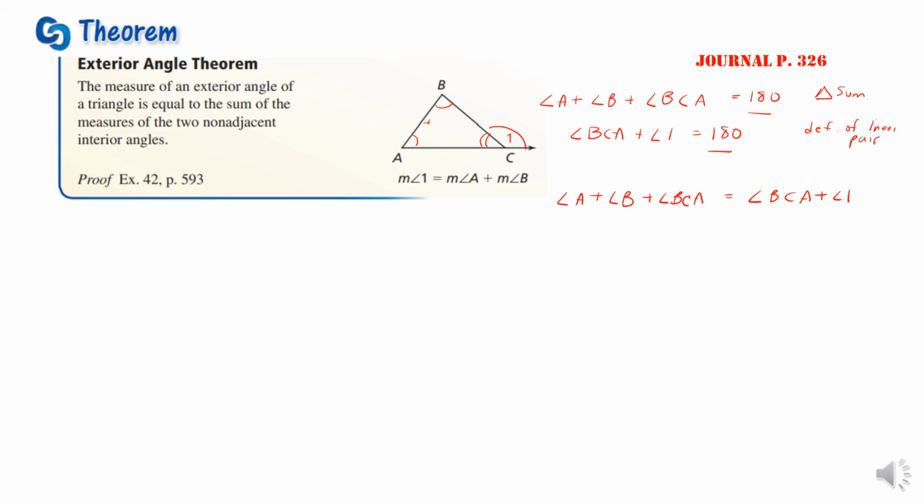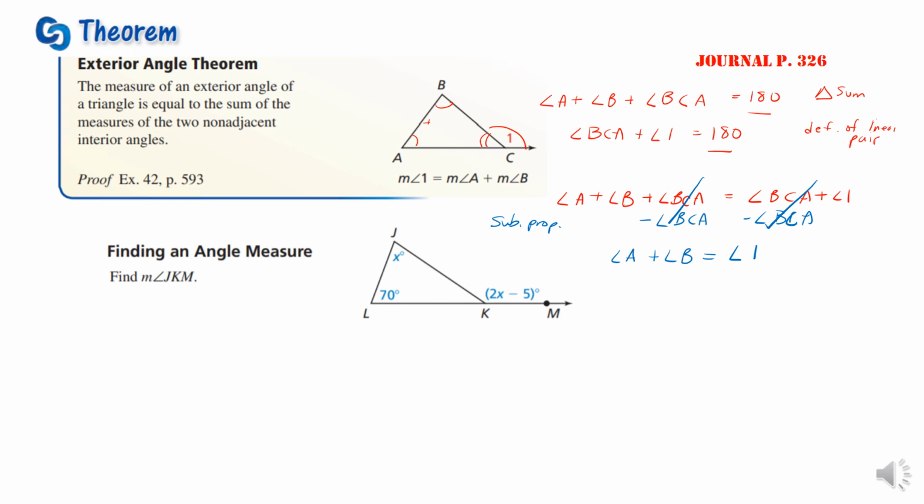So then I'm going to subtract angle BCA from both sides of the equation, and I get angle A plus angle B equals angle 1. And so that's a quick little proof, and that would be the subtraction property of equality, and that would prove that they are equal. Okay, so let's use that to solve a problem.